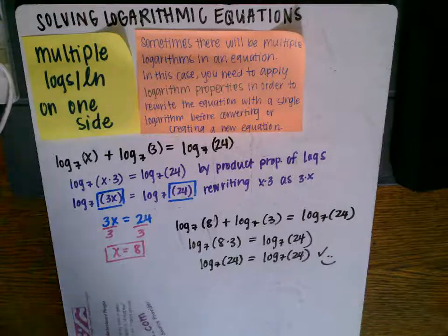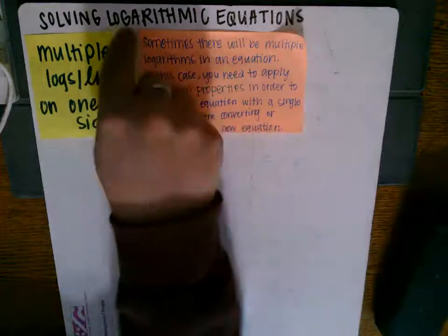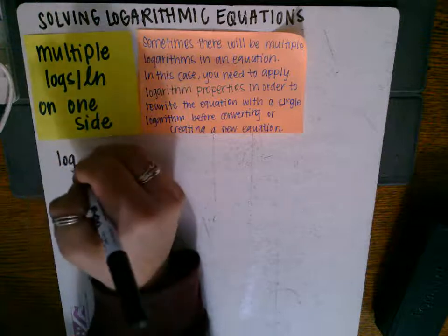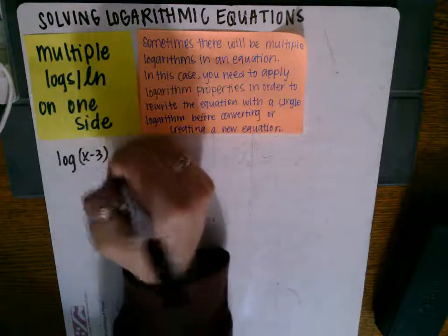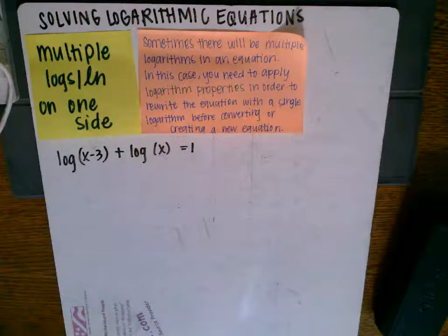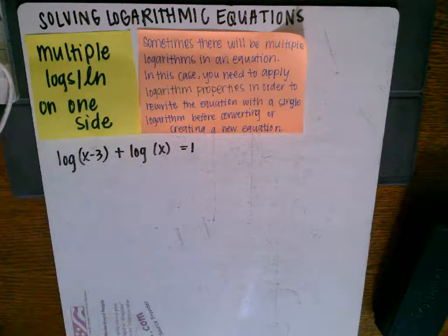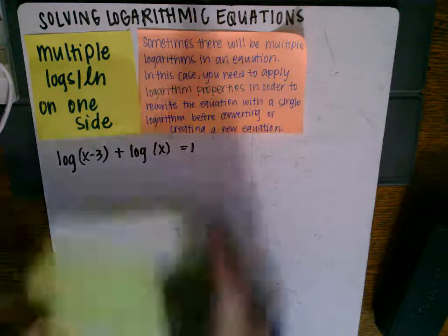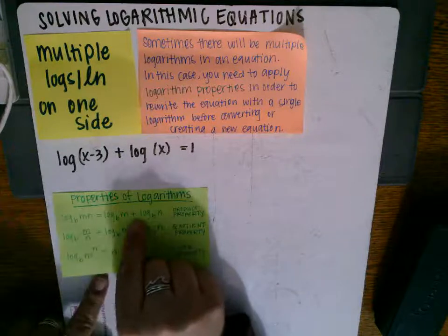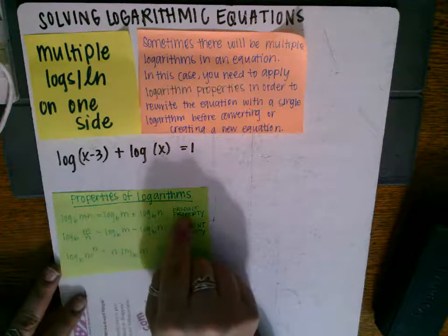Cool. Let's do another example, shall we? Another example. Let's do log of x minus 3 plus log of x is equal to 1. Okay, notice on the left I have multiple logarithms in an equation. I'm going to have to apply log properties to write it as a single log. Again, looking at my properties, I have a log plus a log. Addition is the same as multiplication, or I can convert an addition problem to multiplication. So I'll use my product property again.